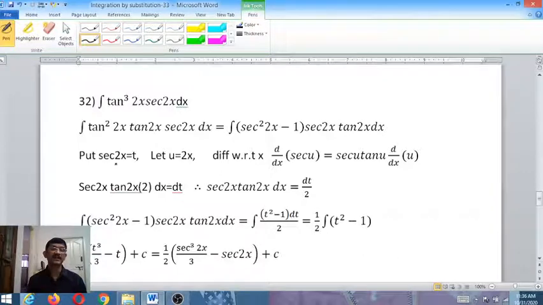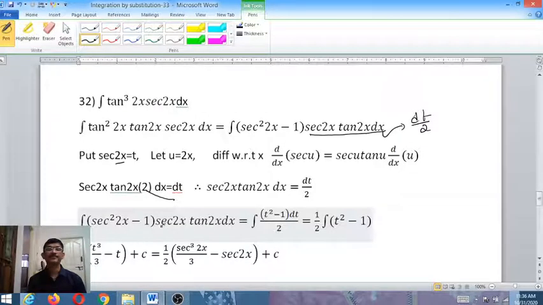To differentiate, I should take 2x as u here. The derivative of secant u is secant u tan u into derivative of u, that is secant 2x tan 2x into derivative of 2x, which is 2, into dx, is dt. If this 2 comes to the denominator, secant 2x tan 2x dx is dt by 2. Look at this, secant 2x tan 2x dx, this entire thing will be dt by 2. So it is integral of t square minus 1, into dt by 2.